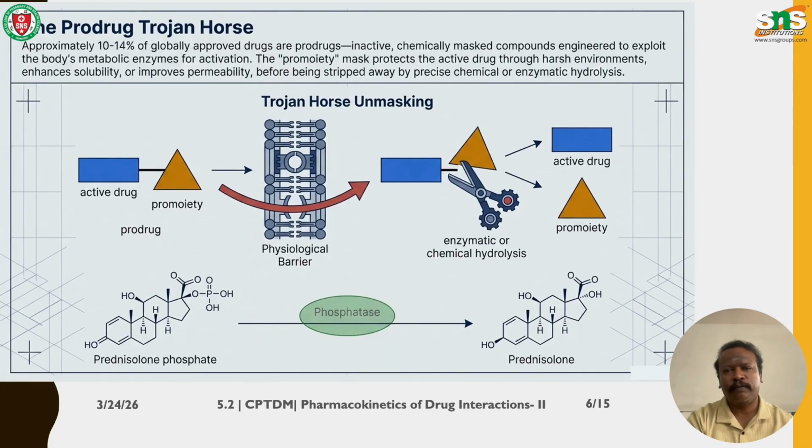We see the concept of prodrugs as a Trojan horse. Prodrugs are inactive drugs that become active only after metabolism inside the body. They are designed to improve drug absorption, stability and reduce side effects. An example is prednisolone phosphate, which converts into active prednisolone inside the body. Another example is levodopa, which crosses the blood-brain barrier and is converted to dopamine inside the brain.